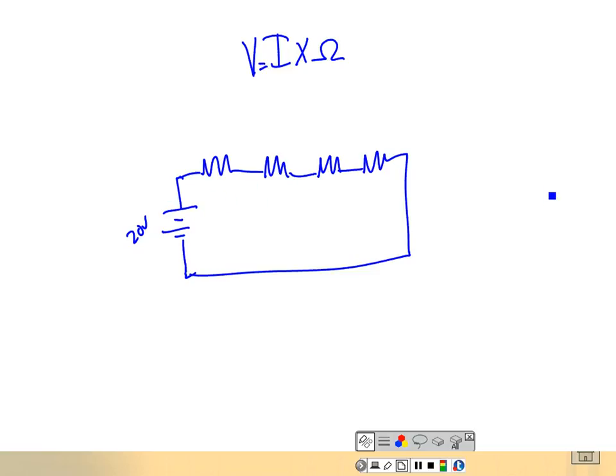If they're all the same size, they drop the same voltage, and all the voltage has to be dropped within a circuit. So I've got 20 volts, and I got 4 of them, so each one of these would drop 5 volts. Because they have R, they have I flowing through them, right? You understand that? And they have ohms. Okay, so what would happen if that guy right there opens?